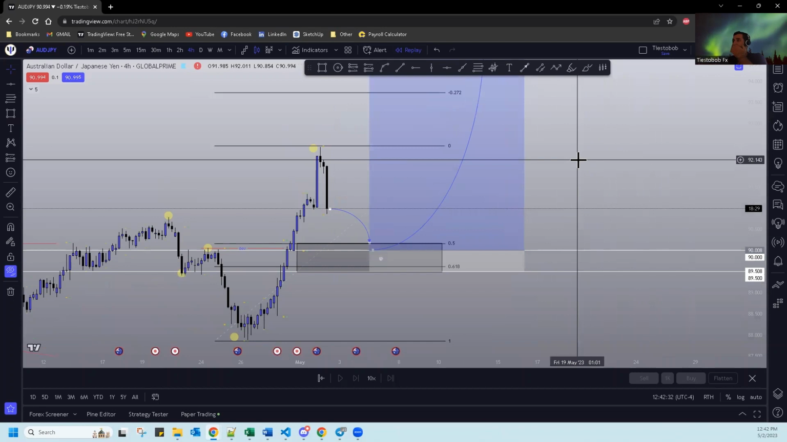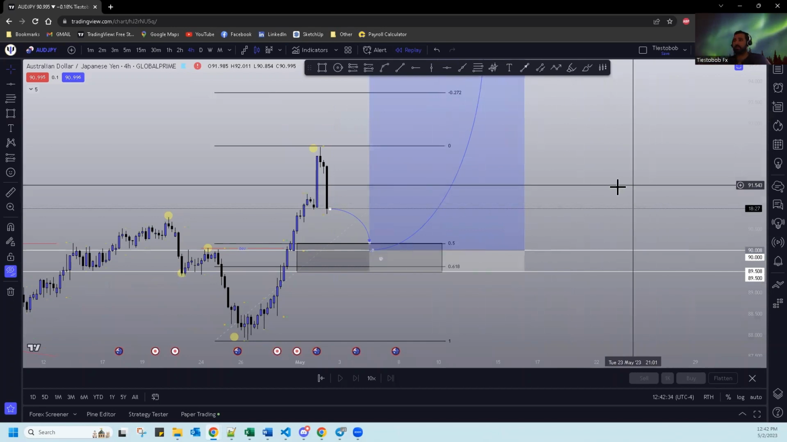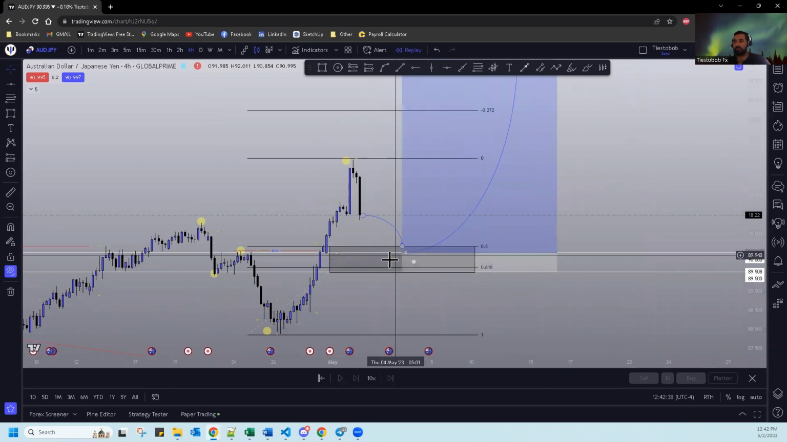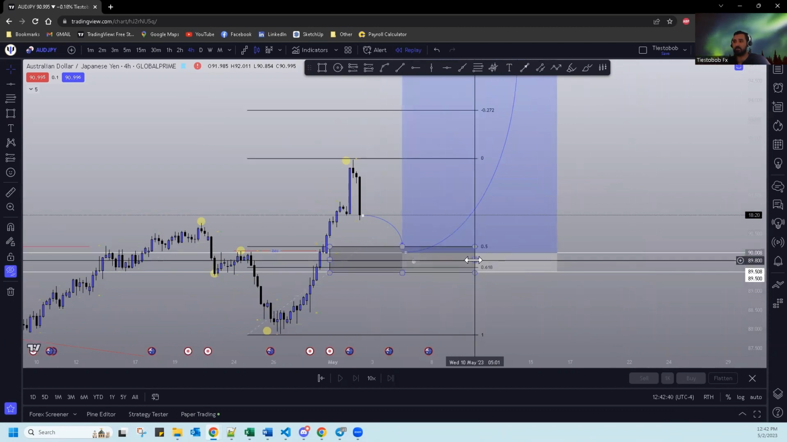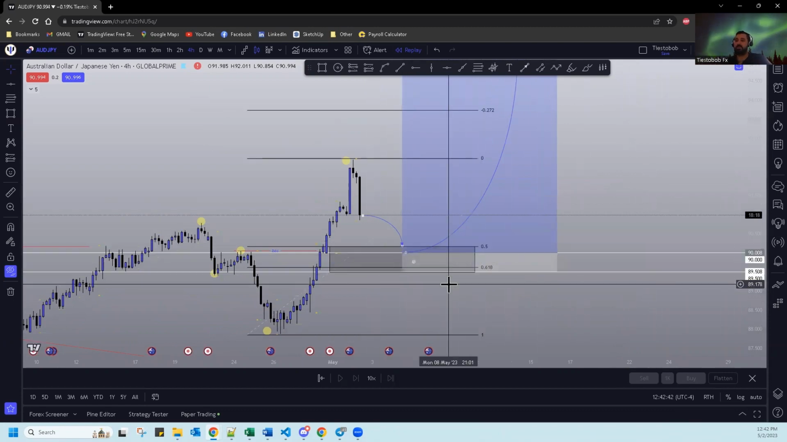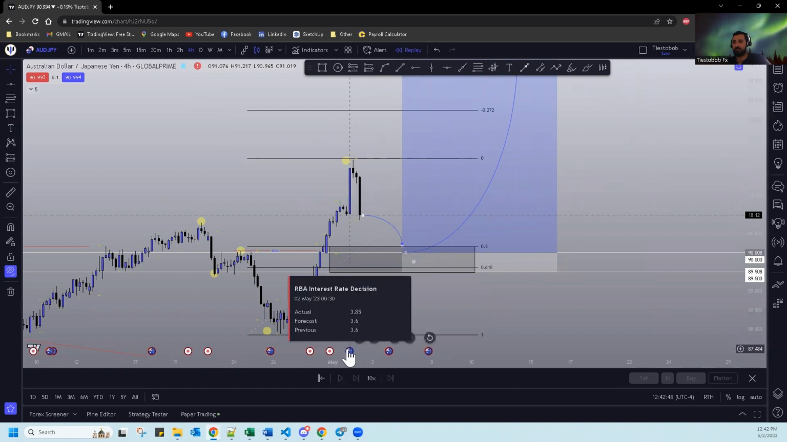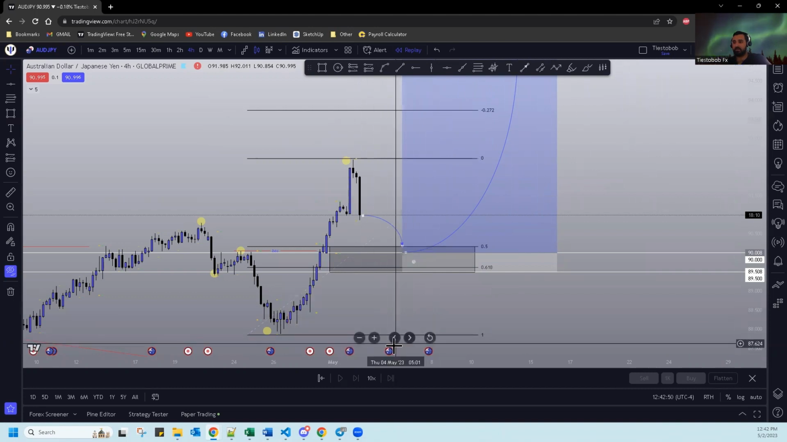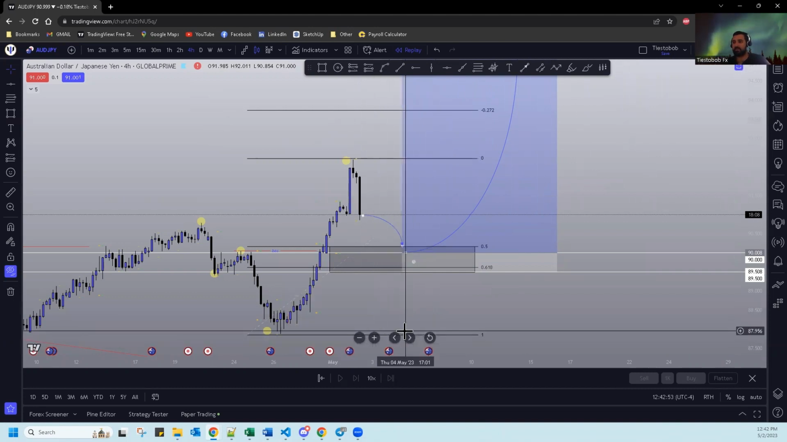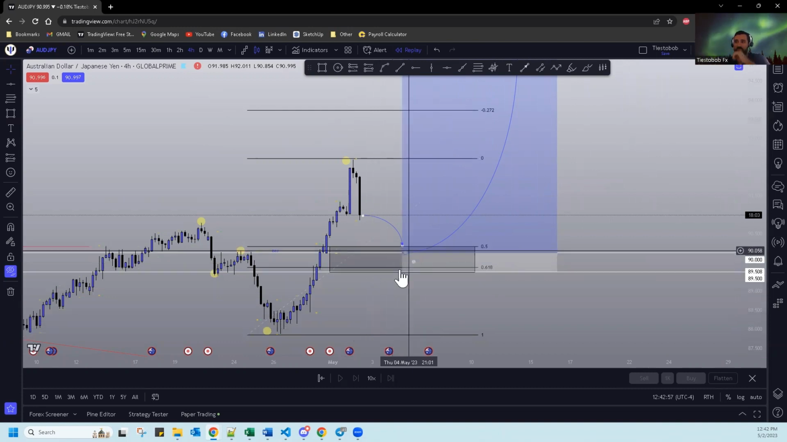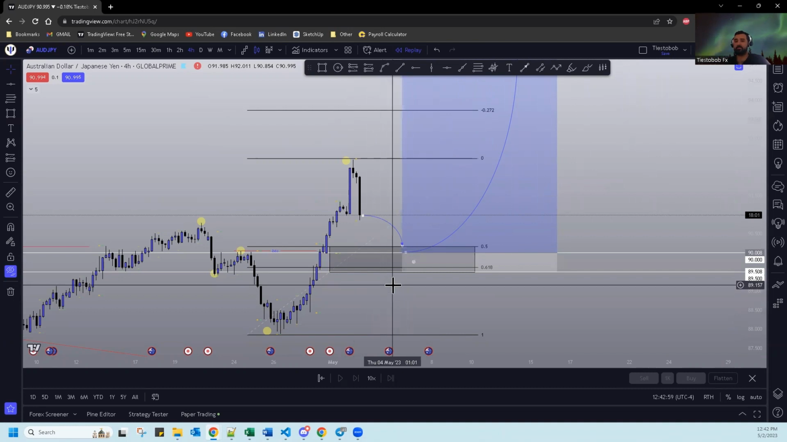Okay, so that's the analysis for AJ. We just have to keep an eye out for this region right here. Look for our 6 confluences that we discussed. And as you can see, there are some key events looking to happen in the next couple of days. So we can keep an eye on this week. If not next week, we should see price enter this region.